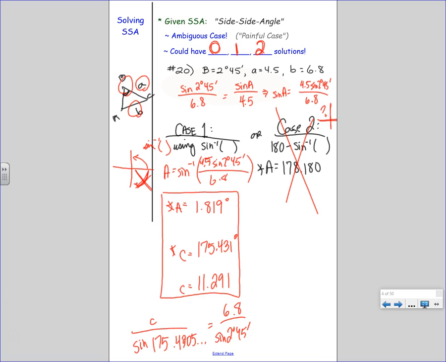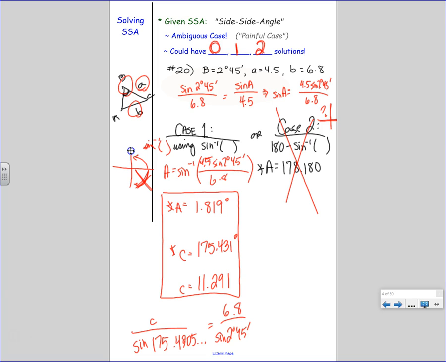I take the sine inverse that we found in case 1, and the sine inverse got us angle A to be 1.819. And I say, okay, cool. Well, if 1.819 is a possibility, guess what? I want the second quadrant equivalent of that, which I can find by doing 180 minus sine inverse. But kiddos, once I found that 178.180, why on earth did I say, nope, it's not possible this time, and I crossed it out? Why couldn't it have been 178.180?